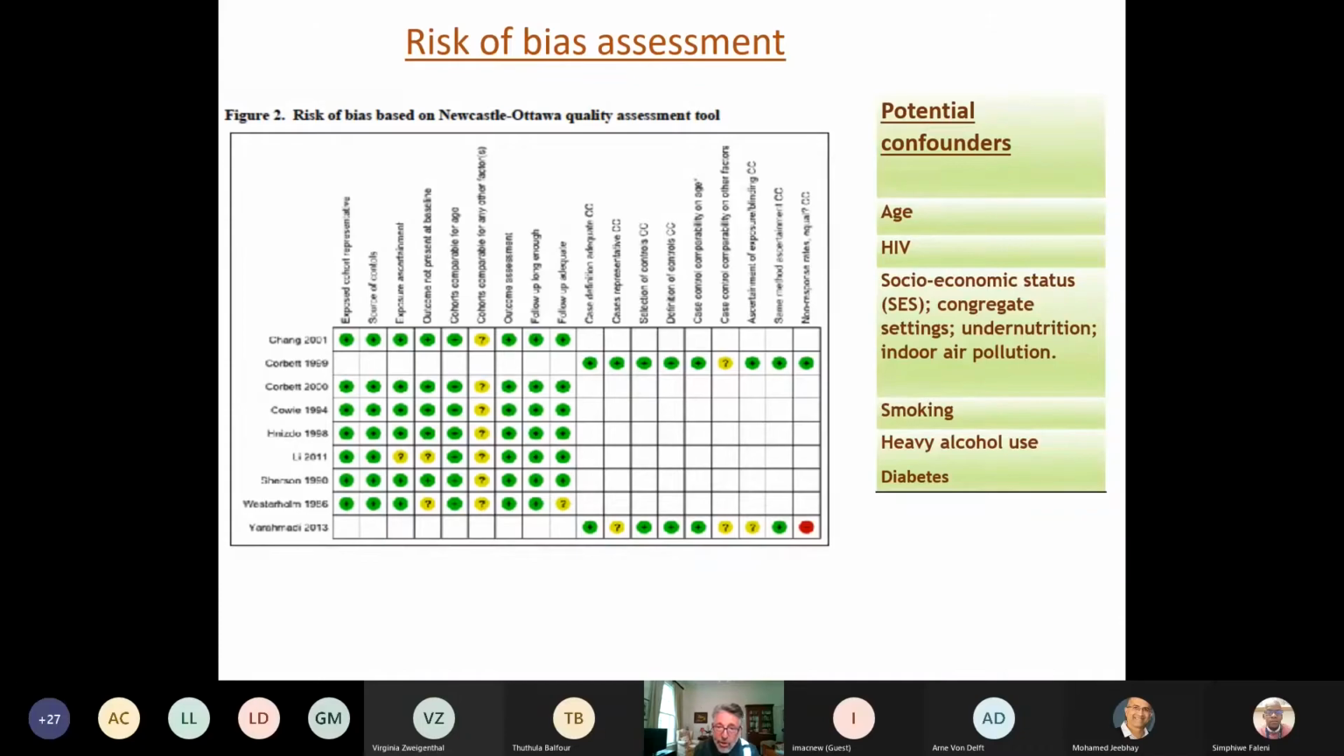A whole group of variables are all, in a sense, linked to socioeconomic status. That includes congregate settings, which is another term for crowding: crowding in your living circumstances, crowding in transport, and crowding in the workplace. Undernutrition, probably less important in mining. Indoor air pollution, there are other pollutants in mining. Smoking is a risk factor for tuberculosis. Heavy alcohol use, and increasingly of interest is diabetes.